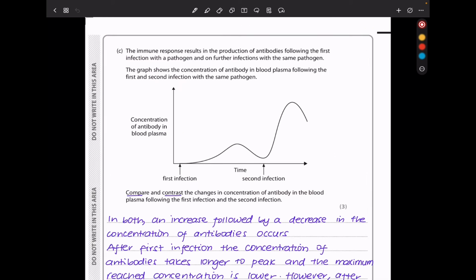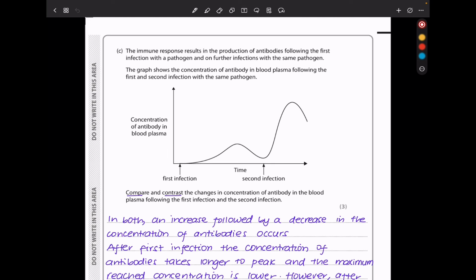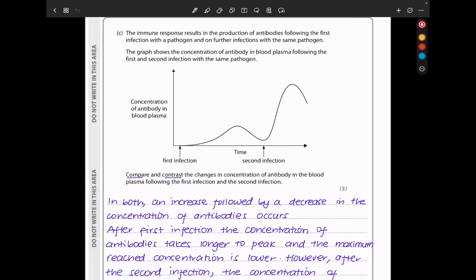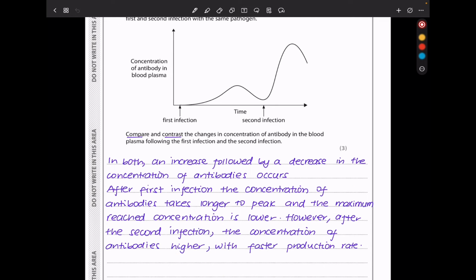In part C, the immune response results in the production of antibodies following the first infection with a pathogen and no further infection with the same pathogen. The graph shows the concentration of antibody in blood plasma following the first and second infection with the same pathogen. So on the vertical axis, we have the concentration of antibody in blood plasma, and on the horizontal axis, we have time. We see the initial infection and then the secondary infection.